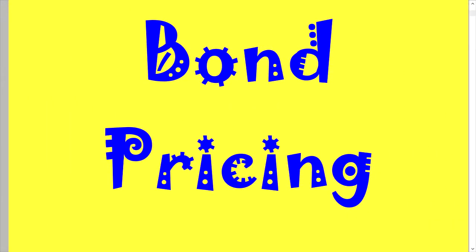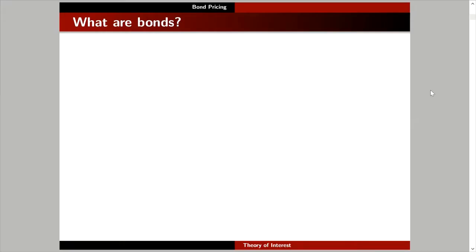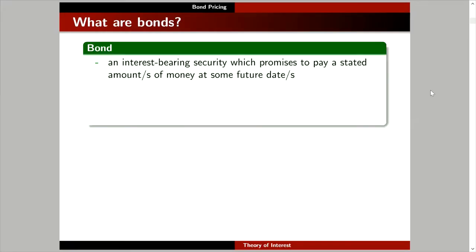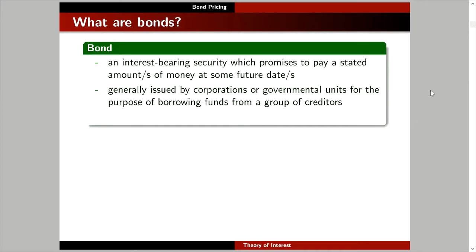For today's video, I'm going to teach you how to calculate the price of a bond. Okay, let's start. By the way, what are bonds? Bonds are fixed income investments. They are interest-bearing investments. They are generally issued by corporations or governmental units who want to raise money. Okay, one way to borrow money is to issue bonds.